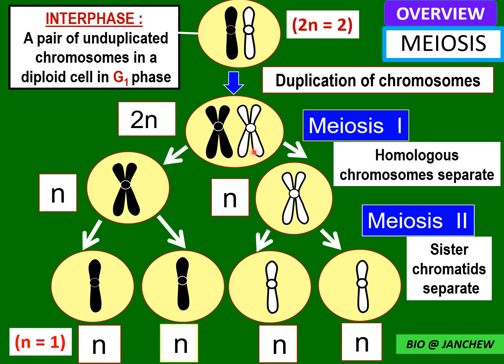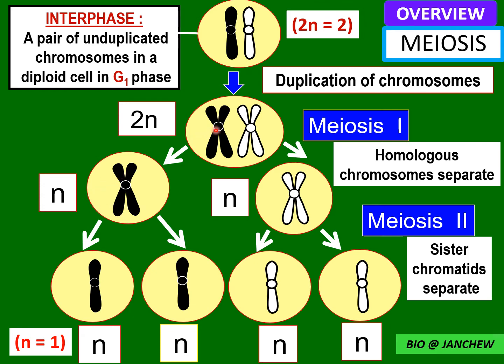Next, in meiosis I, during anaphase I, the homologous chromosomes separate from each other and move to different poles. And then finally, there is cytokinesis or division of the cytoplasm. So only one of the chromosomes will be found in each daughter cell formed. That means there's only one copy of this type of chromosome in each daughter cell. This is the haploid condition.